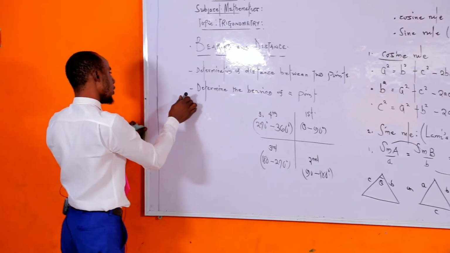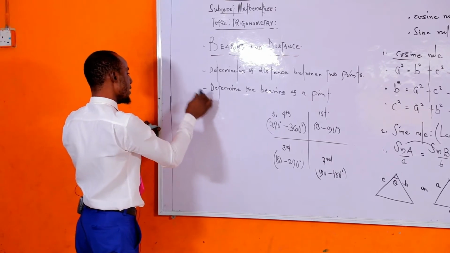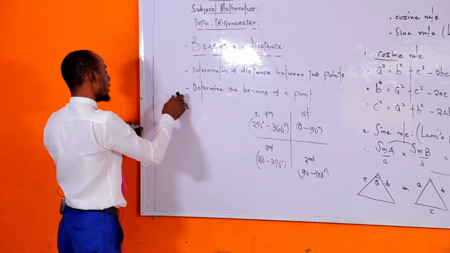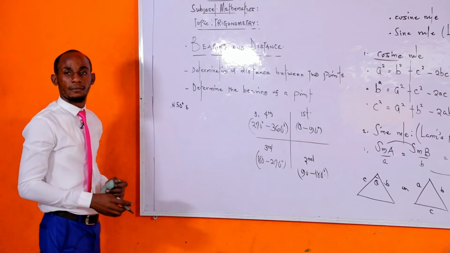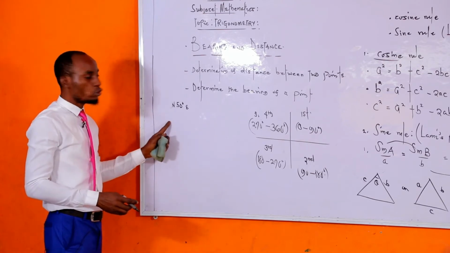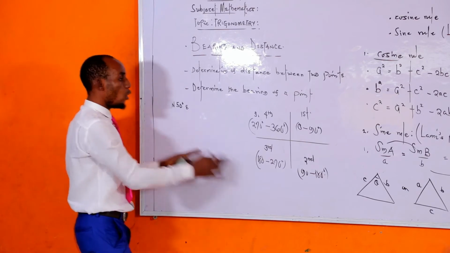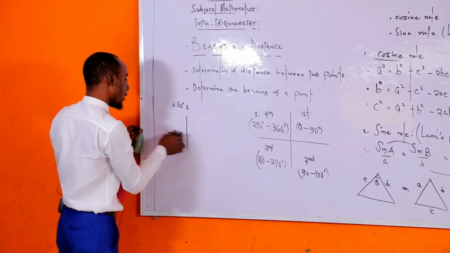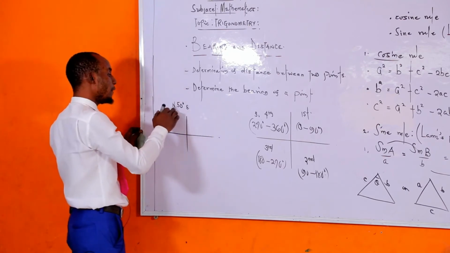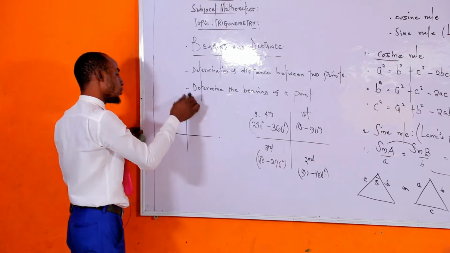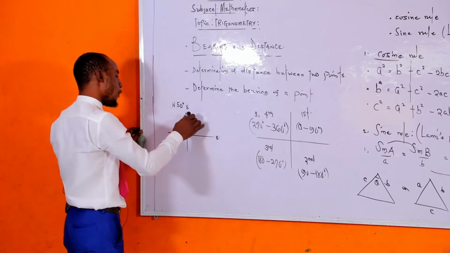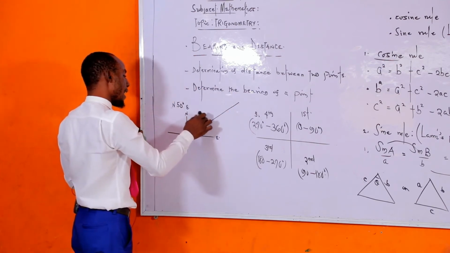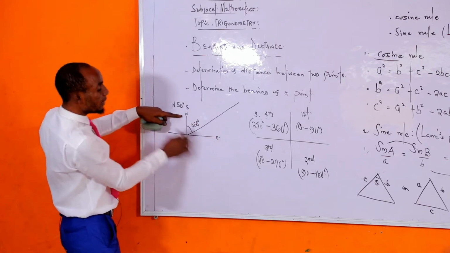if I give you something like this, 50 degree northeast, and you want to draw this, you want to put this down on your 4 cardinal points. How do you draw it? You draw your 4 cardinal points, and then it is 50 degree northeast. Remember that this is north, and this is east. So where will it fall? 50 degrees should fall here. And this is 50 degree. So this is 50 degree northeast.